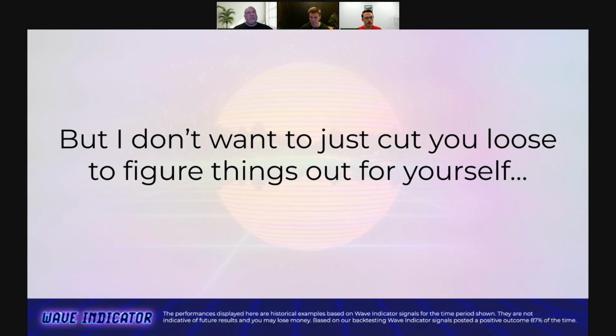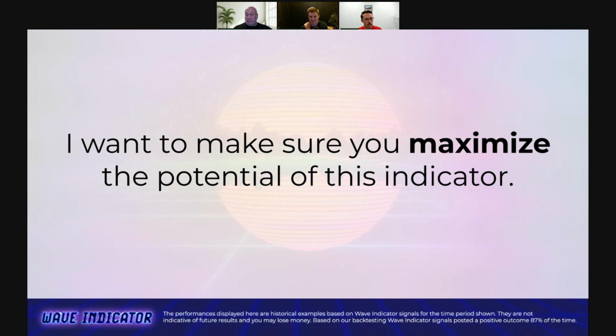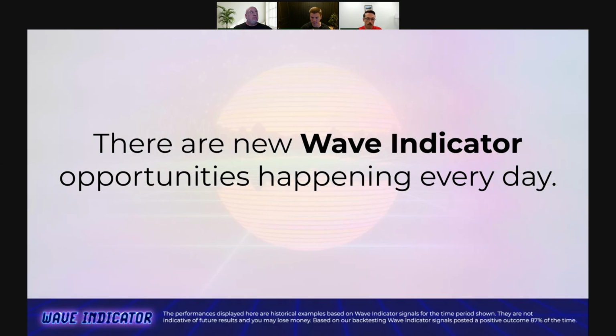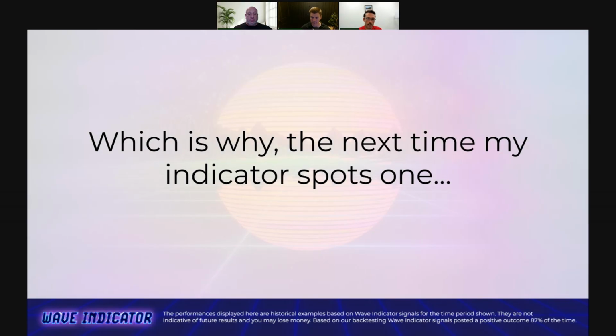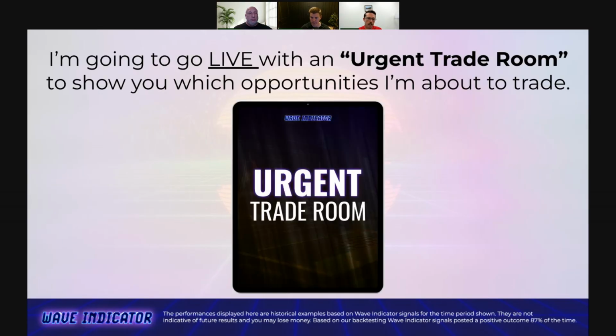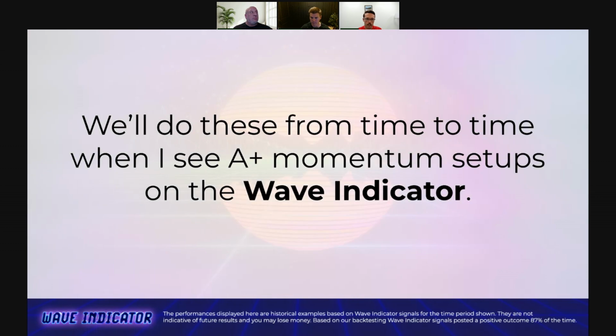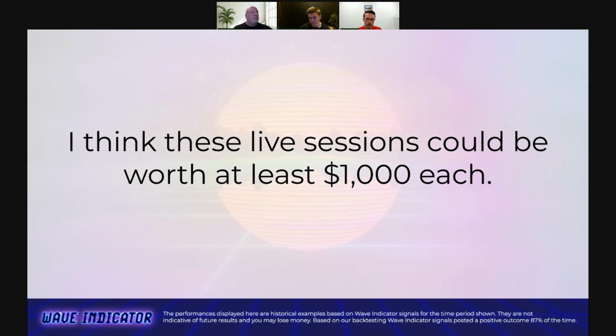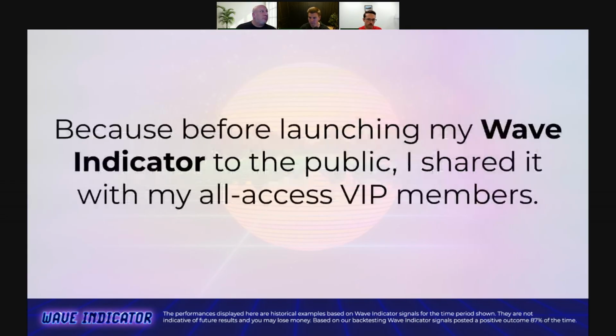But I'm not just going to cut you loose into the wild and say, go forth and prosper. I don't want to leave you just to figure things out for yourself. I want to make sure you maximize the potential of this indicator because there's new opportunities popping up on it every single day, which is why the next time my indicator spots one, I'm going to go live with an urgent trade room to show you which opportunities I'm about to trade. We'll do these from time to time when I see A+ momentum setups on the Wave Indicator. And I think these live sessions could be worth at least $1,000 each.